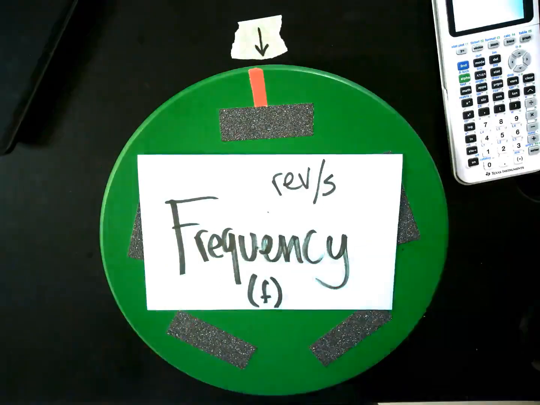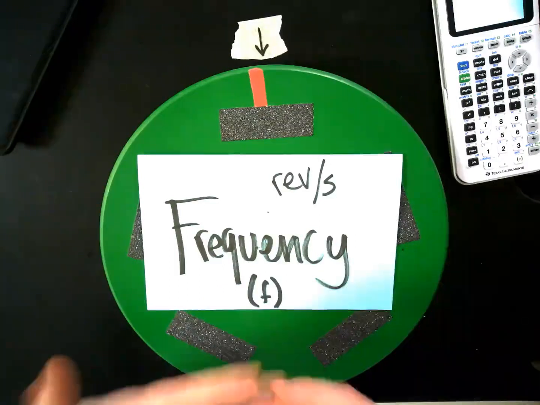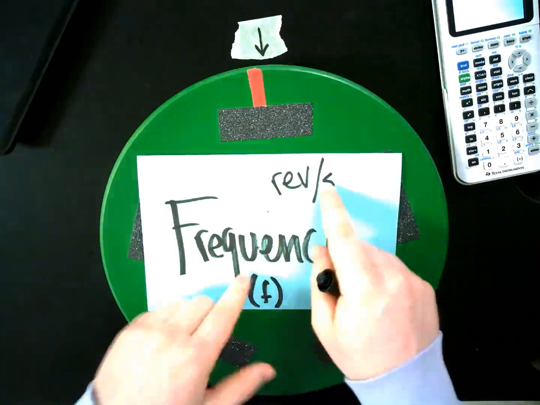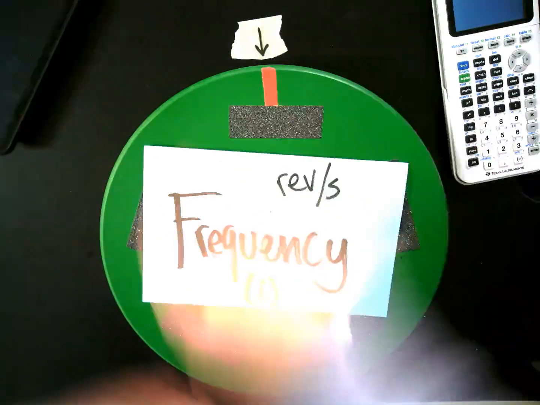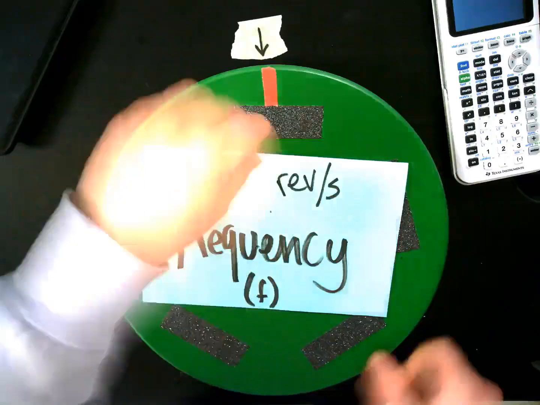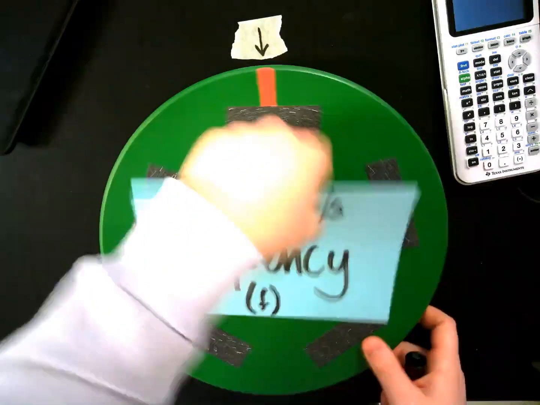That's frequency. It's the same thing. It's just how often you do that thing over time. In this case, it's just the number of times that we complete a circle, the number of revolutions per every second. So that's frequency.